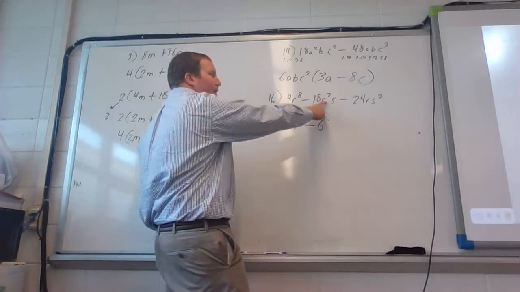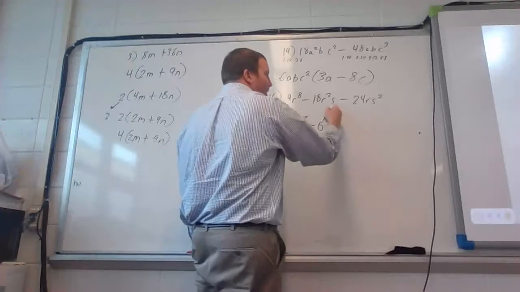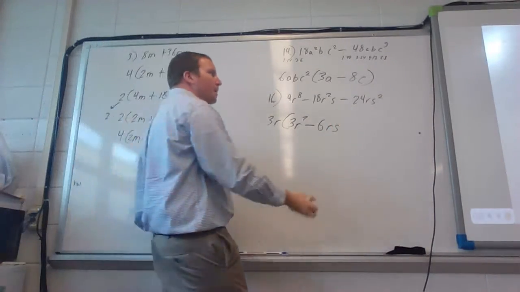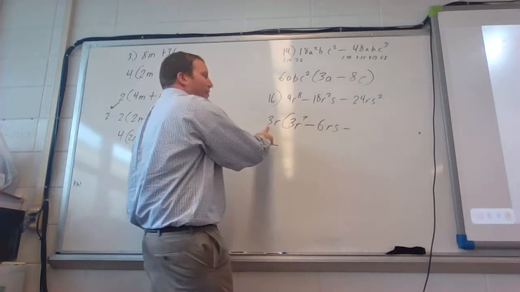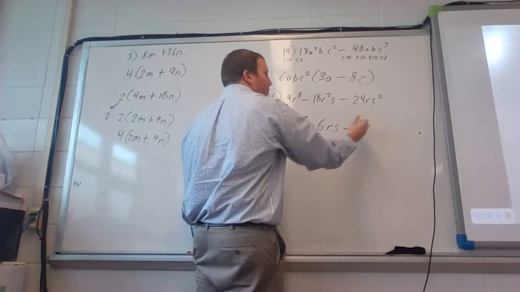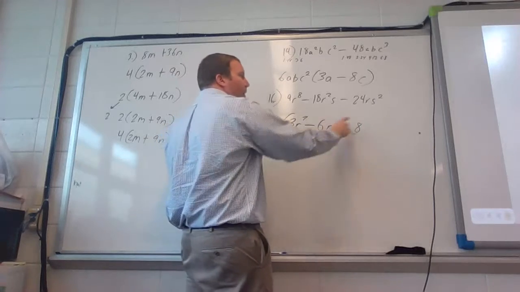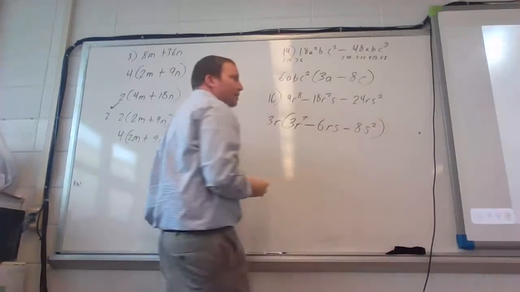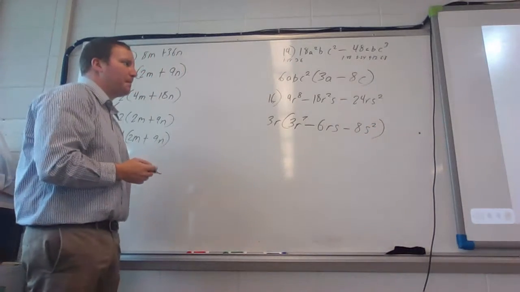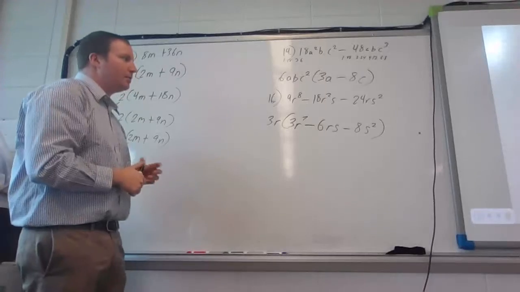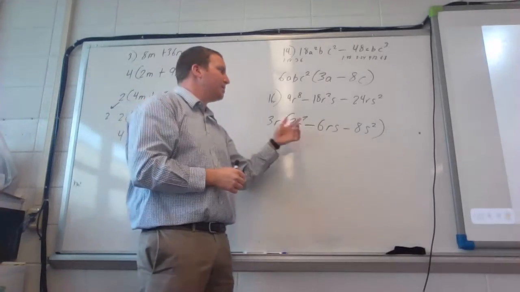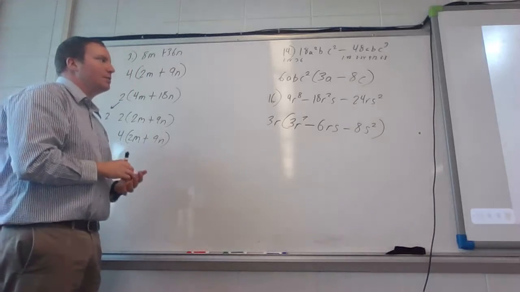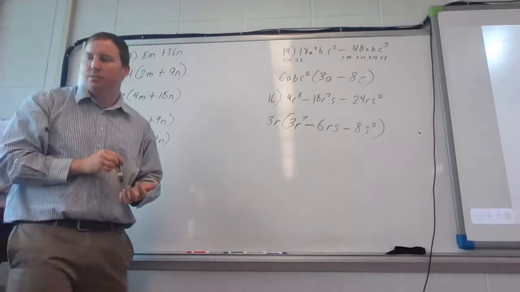Going on. R squared divided by r leaves us with r, and our s just stays the same. Minus 24 divided by 3, 8. R divided by r cancels out, and we have s squared left over. Again, you can always check. None of these numbers can be simplified. We don't have variables in all of them. So there we go. That's as much as we can do.